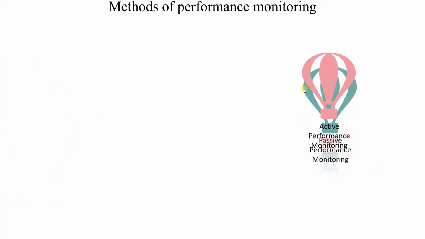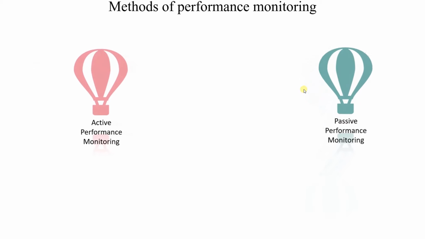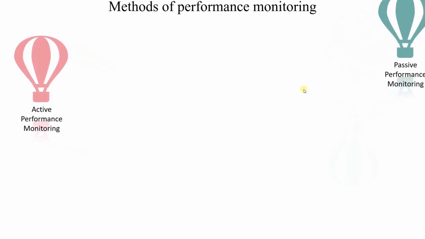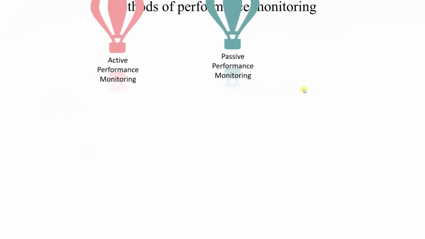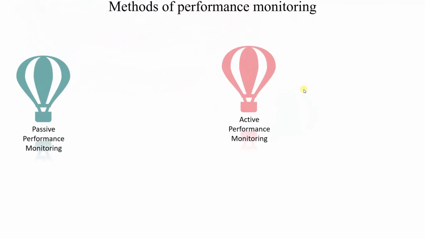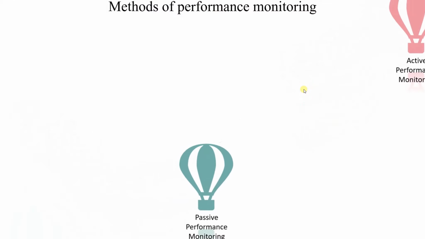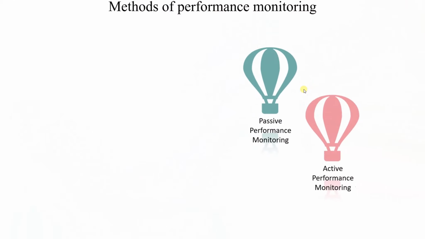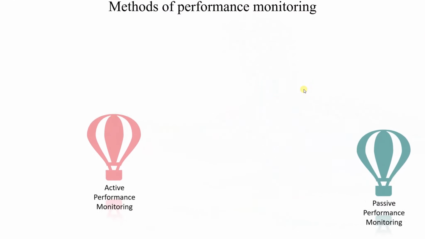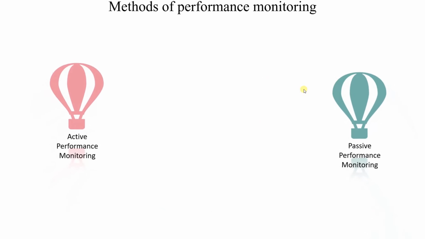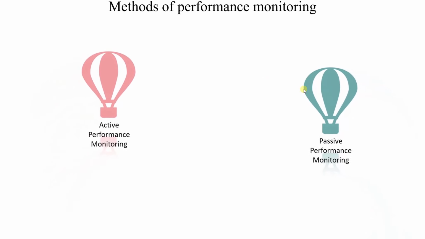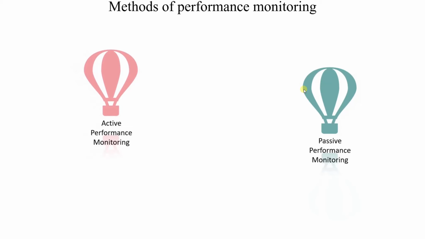What are the methods of performance monitoring? There are two different methods to do performance monitoring: active performance monitoring and passive performance monitoring. So far, we predominantly use passive performance monitoring, and active performance monitoring was introduced in the data world. It is introduced in the networking part like switches and routers, and it is adapted to the telecom standard also.